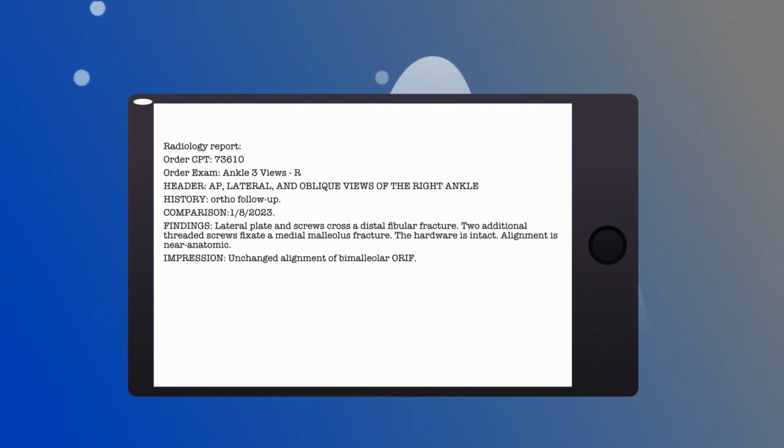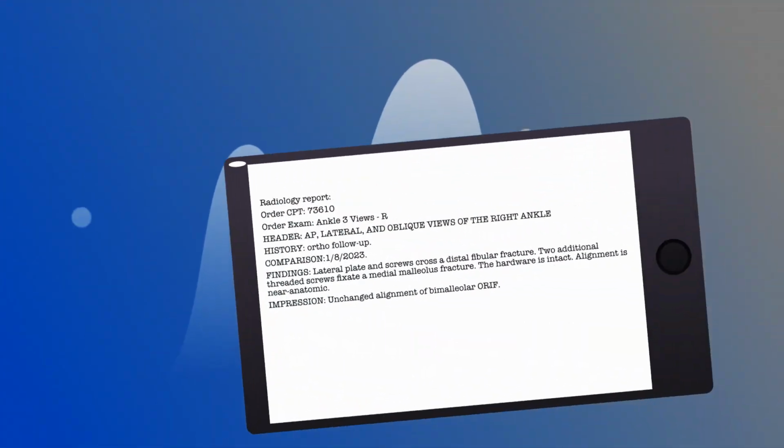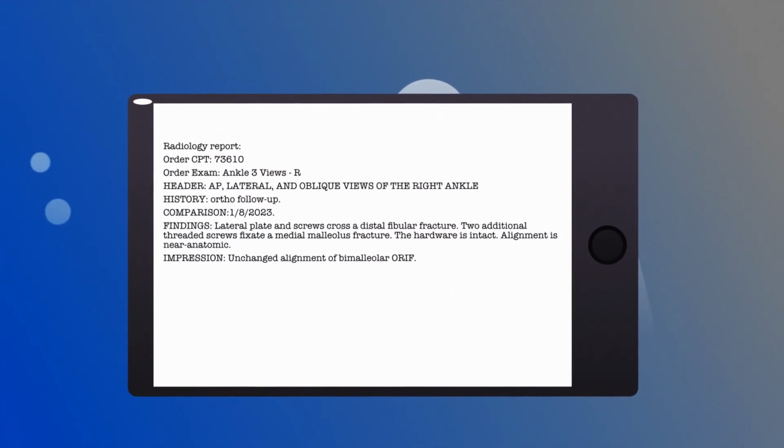Let's look at the views. AP, lateral, and oblique. That's a total of 3 views. This qualifies for CPT code 73610, right, radiologic examination of the ankle, complete, minimum of 3 views, right.